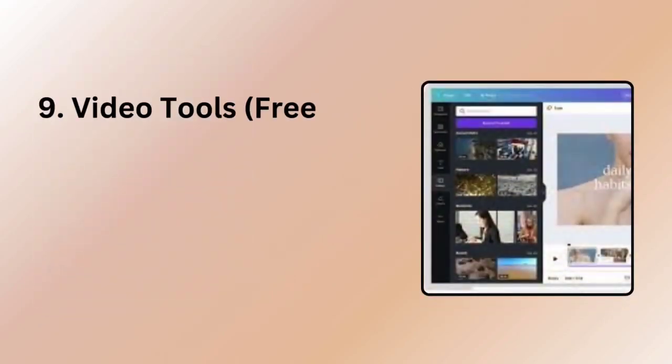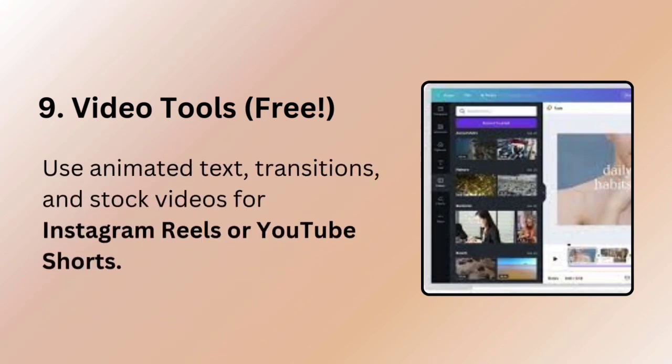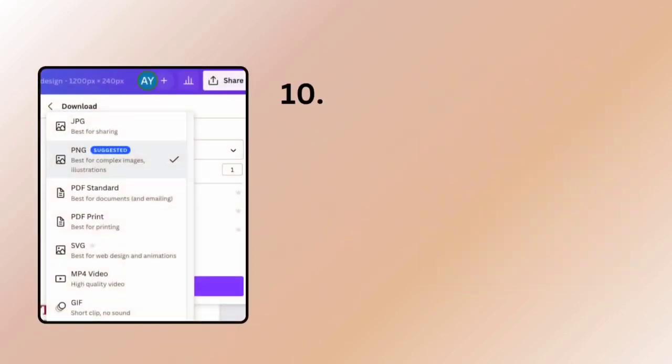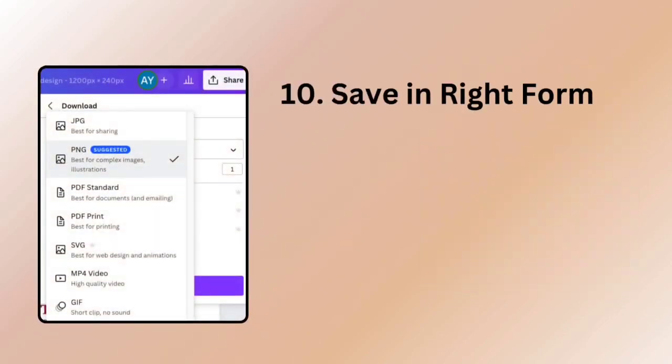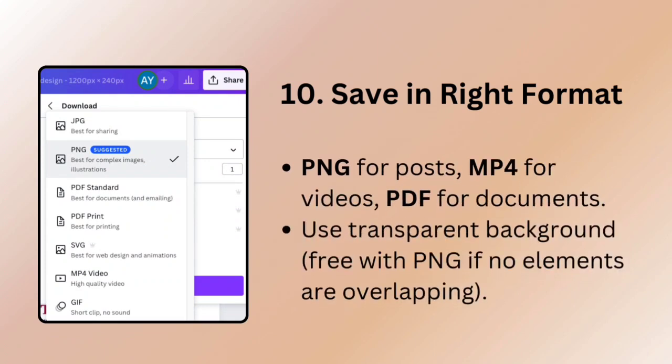9. Video tools, free. Use animated text, transitions, and stock videos for Reels, Instagram Reels, or YouTube Shorts. 10. Save and right format. PNG for posts, MP4 for videos, PDF for documents. Use transparent background, free with PNG if no elements are overlapping.